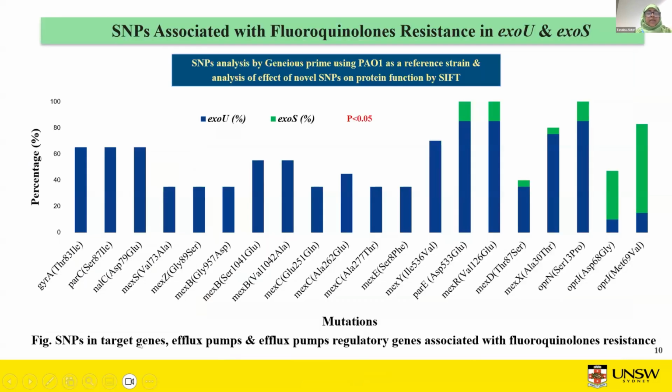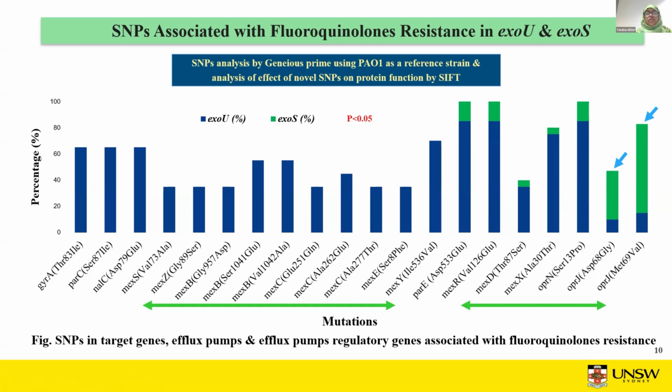For detection of SNPs, target genes and efflux pump regulatory genes were mapped with reference strain PAO1 using Geneious Prime tools. You can see here that mutations in gyrA and parC, these are the target genes, negative regulatory genes nalC, MexS, MexZ, and efflux pump genes MexB, C, E, and Y are exclusively present in the ExoU group. In other cases, they had higher frequency in the ExoU group, except these two mutations which were more common in the ExoS group. Among these mutations, these highlighted mutations are novel.